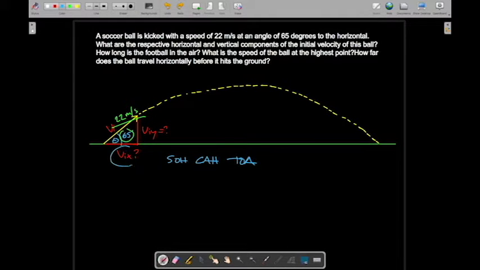I'm going to solve for our V initial X first. Before I do that, let me label my sides. This side right here is your adjacent side, because the adjacent side is touching the angle. This side right here is our opposite side, because it's opposite of the angle. And this side right here, the longest side, is our hypotenuse. Let me blow this up so that it's a little bit bigger and you can see it a little bit better.